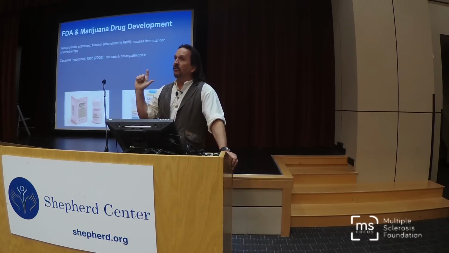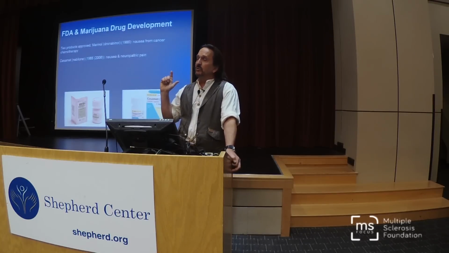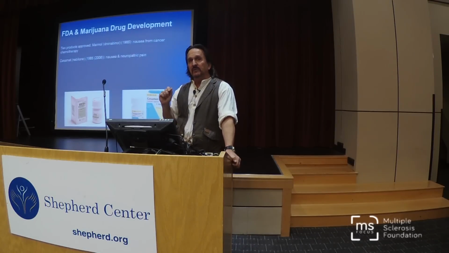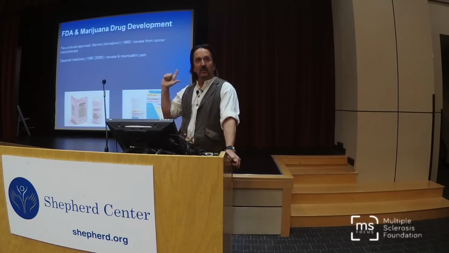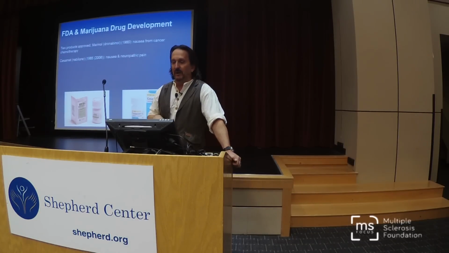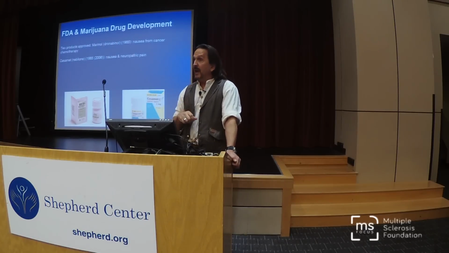It's about $1,000 a month. And if you want to get an insurance company's attention, use something that's not FDA approved and it's expensive, and you can almost guarantee that they're going to say no. So we get a lot of no's on Marinol. There's Cesamet, which is another synthetic cannabinoid product, which is approved for nausea and neuropathic pain.